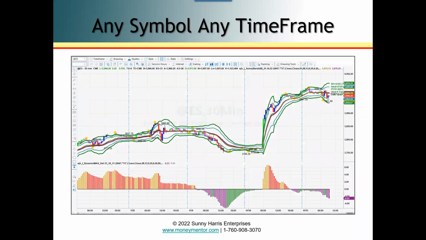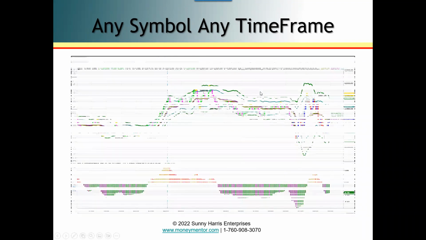Here it is on a 30-minute chart. Same E-mini, but on a different chart. You can see right there, it signaled long up to where? About here, somewhere in here. It's hard to see on a small screen. I'm trading on a laptop.